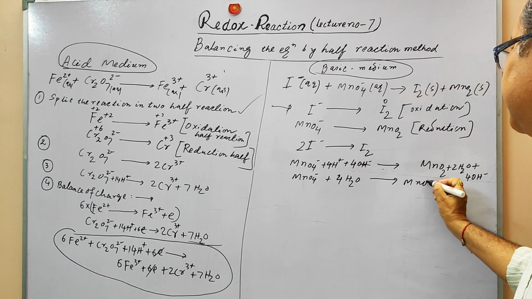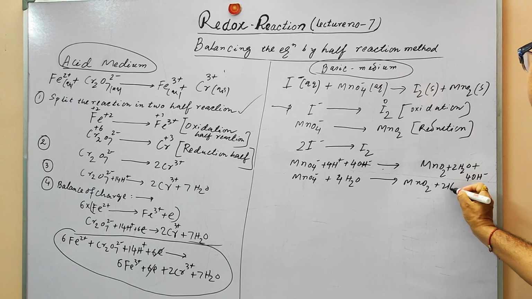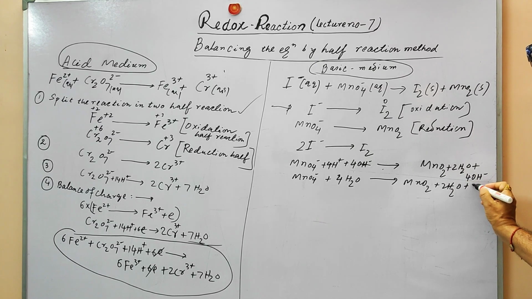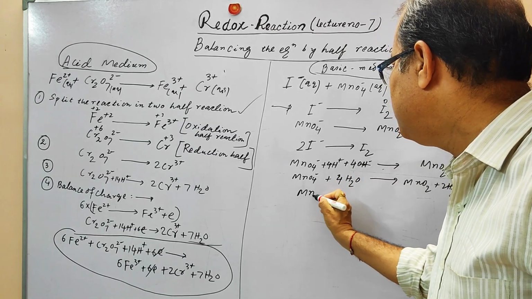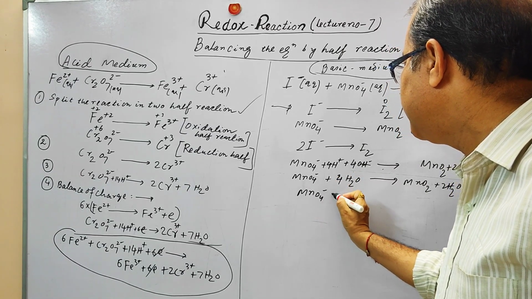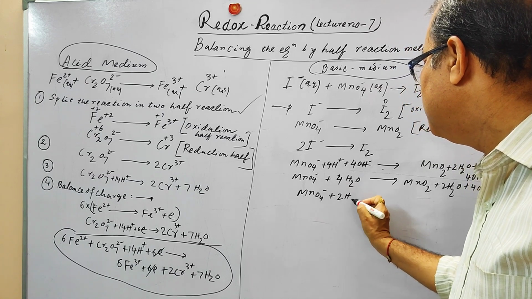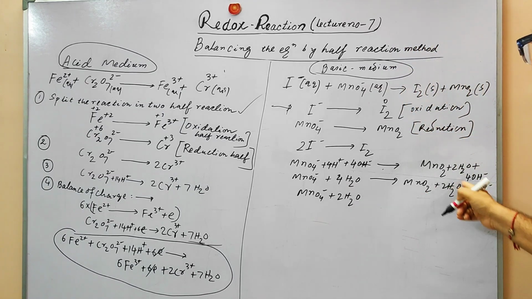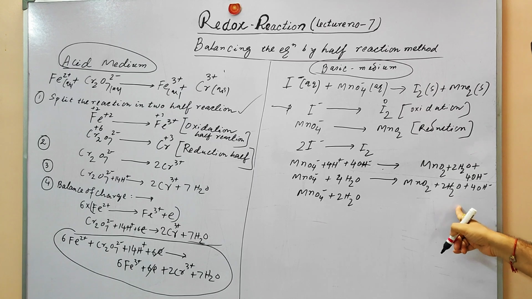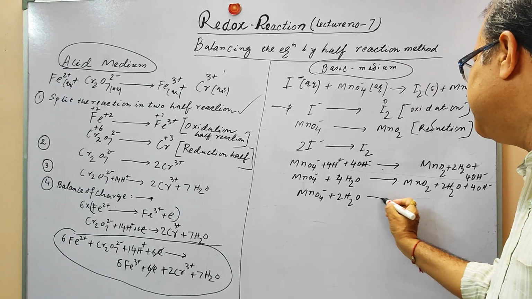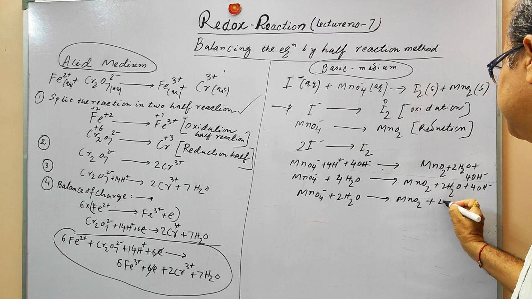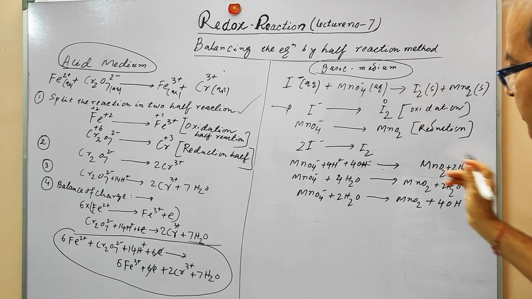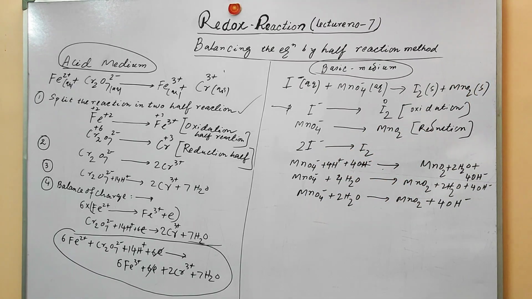So the reaction again will be transformed, because on the right hand side there is 2H2O molecule and on the left hand side 4. So it will become MnO2, MnO4 minus plus 2H2O. The 2H2O on the left hand side has been cancelled. So ultimately it will give this.